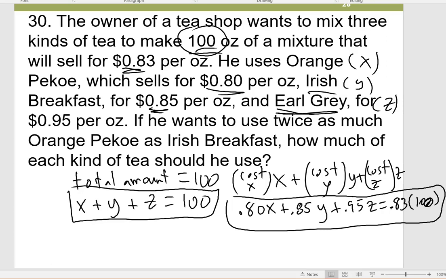One more equation. He wants to use twice as much orange Pico as Irish breakfast. So orange Pico is X, and it's twice as much as Irish breakfast. So it's 2 times the amount of Y. We now have 3 equations. In fact, I like this a lot. I'm going to, like I said, fill this in on a separate piece of paper. But I like this because the third equation doesn't have Z. So if I'm wanting to get rid of a variable, I'm probably going to take the first 2 equations and get rid of Z.